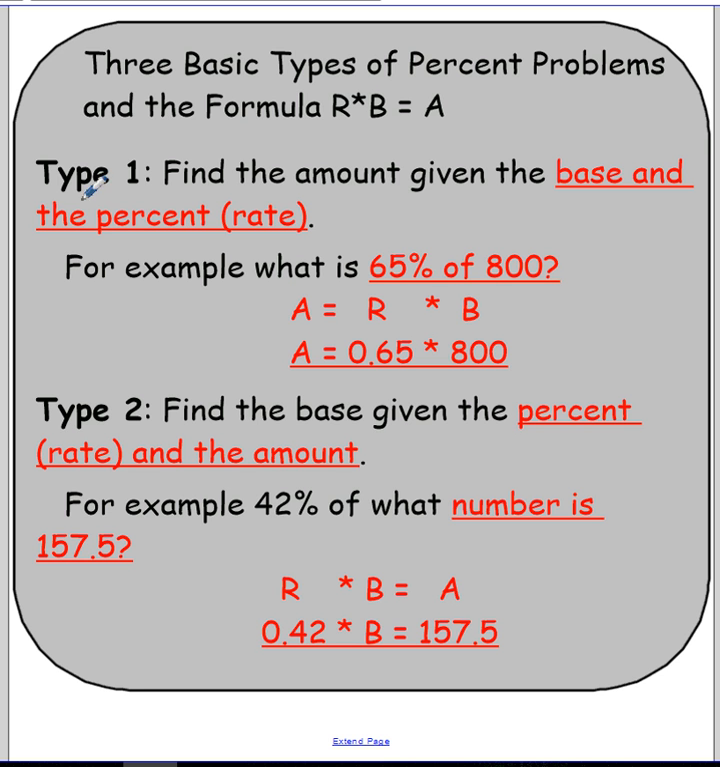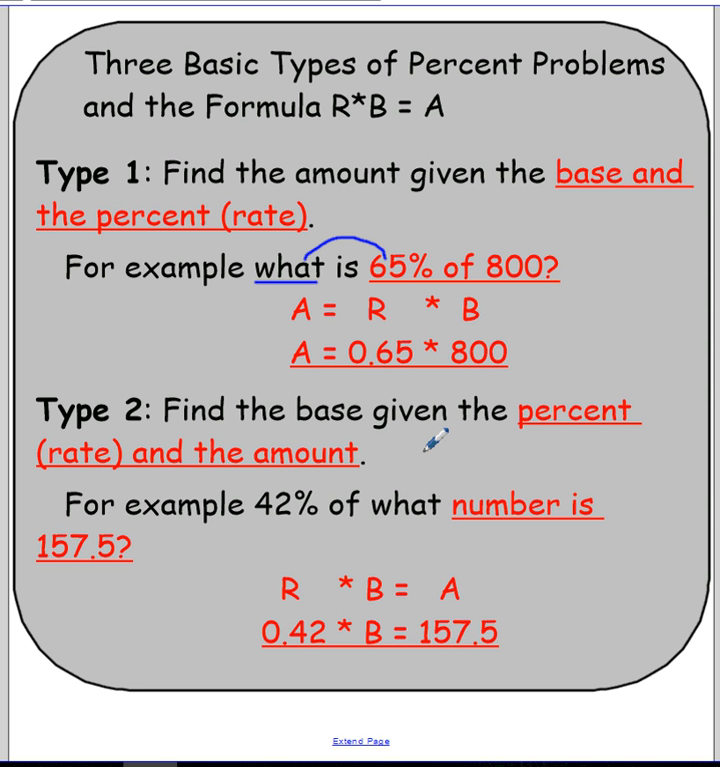For our type 1, our amount is unknown, so we're given the base and the percent, which we can turn into the rate. So for example, what is 65% of 800? Our amount is our unknown. So R times B equals A, and since they put what is first, we just flip-flop the sides. So our amount is equal to 65% as a decimal, 0.65, times 800 as the base. For this one, all you have to do is a multiplication to get the value of A.